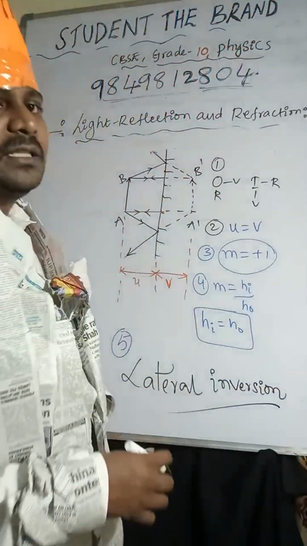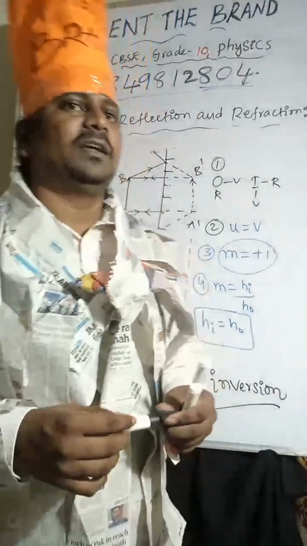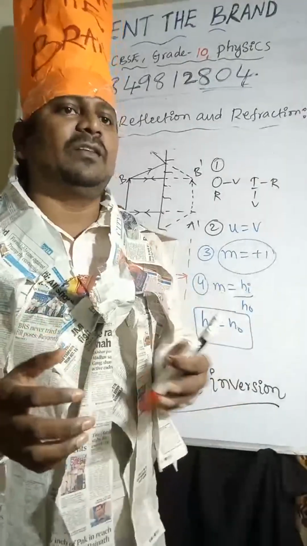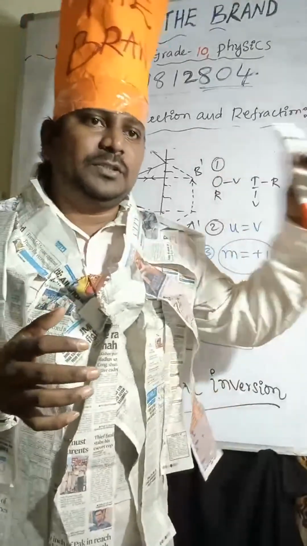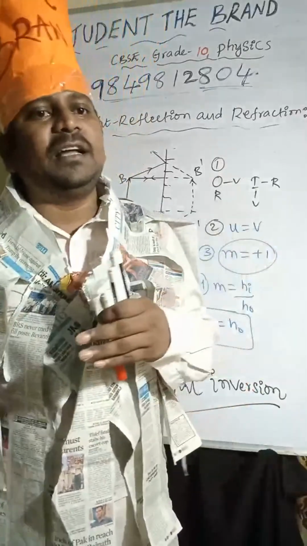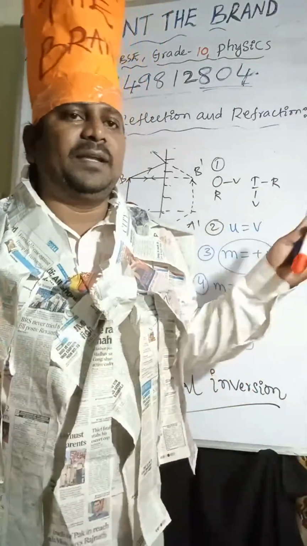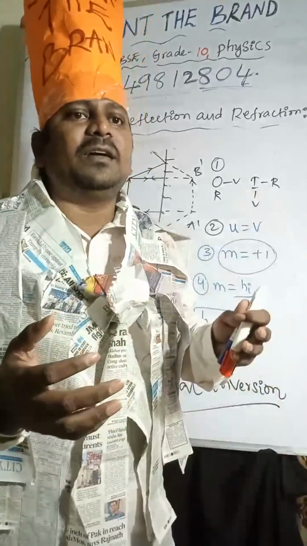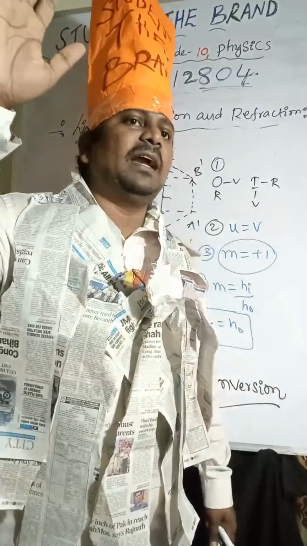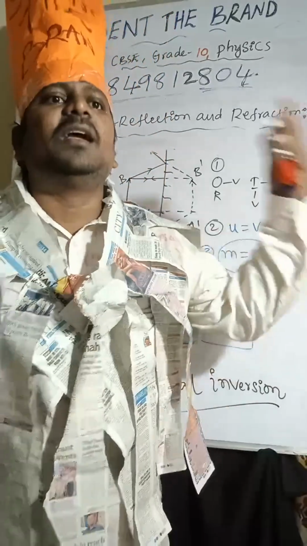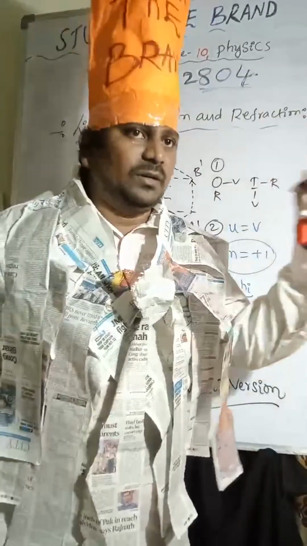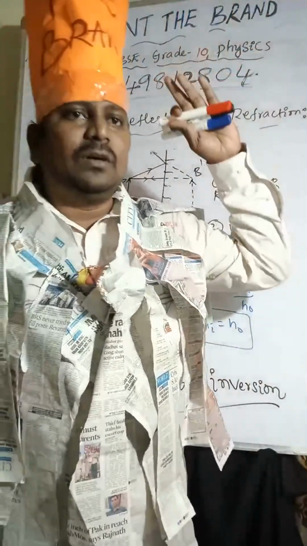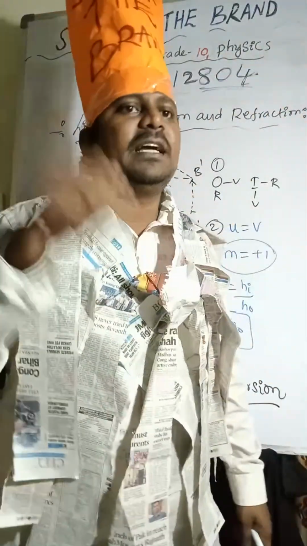Lateral inversion. Sir, what is the meaning of lateral inversion? Lateral inversion is the phenomenon in which the right side of the object appears to be the left side of the image, and the left side of the object appears to be the right side of the image. So if you stand in front of a mirror and lift your right hand, it appears on the left side of the mirror image. If you lift your left hand, it appears on the right side of the image.